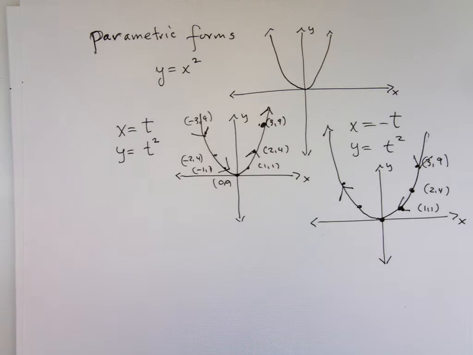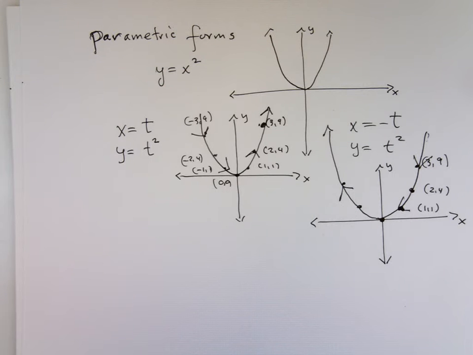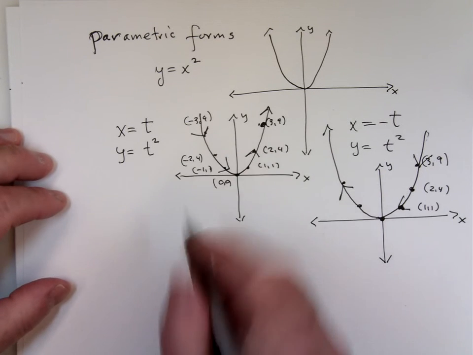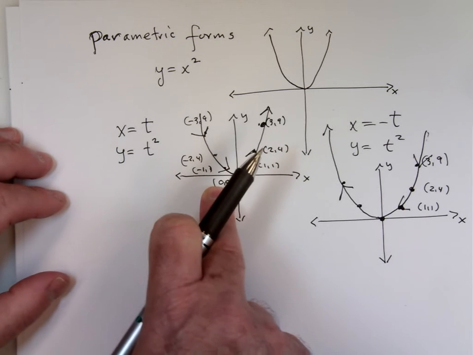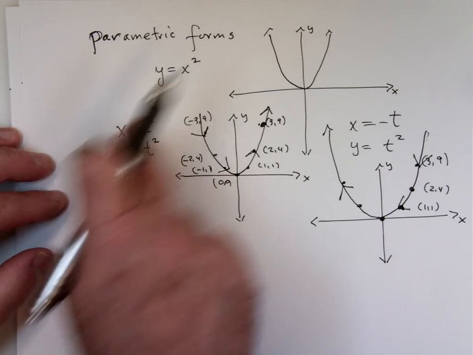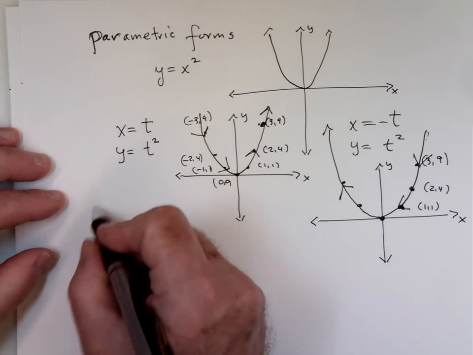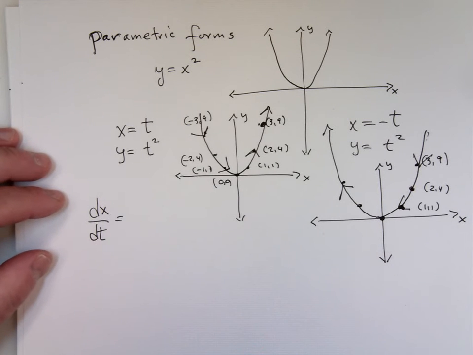But there's more to it than that. Okay? By using this parameter, not only do we get an orientation, but we get velocities, okay? There's no velocity in going around that set of ordered pairs. It's static. We have a velocity now. Right, let's go back to the first one here. We can find out how fast x is changing and how fast y is changing in this parametrically defined relationship between x and y. We can find dx dt.